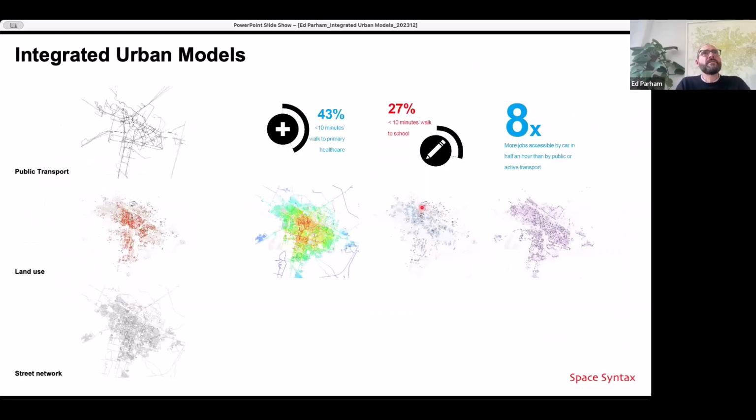Some of the other things that we can do, and sorry, this is just another image showing you the ingredients that are going into it. So the street network, land use and public transport, and giving you an idea of some of the ways that you can take the outputs and make them relevant to the questions that you're looking at. I'll talk a little bit more about this later, but it might be about how convenient is it to live in the city? Can people get to healthcare or schools? What's the advantage of having a car over not having a car?